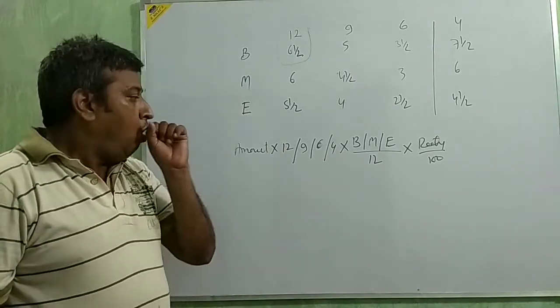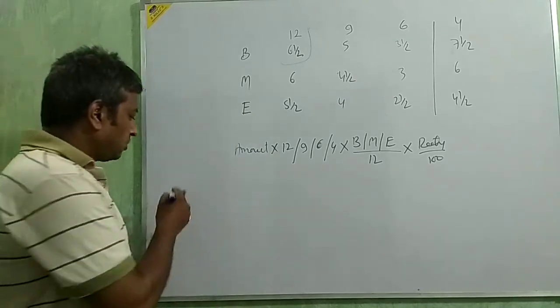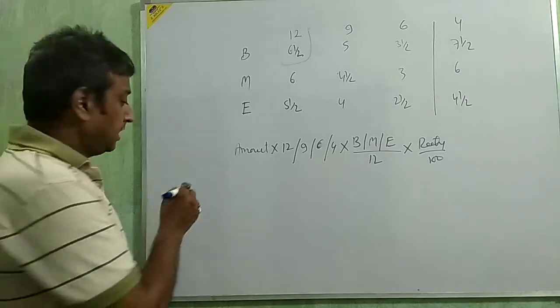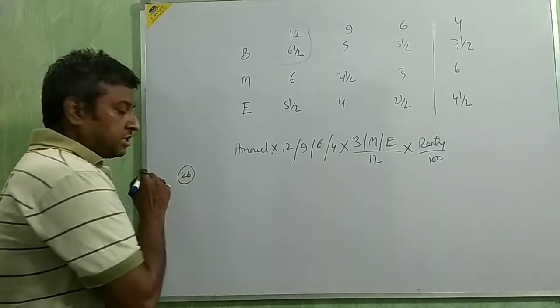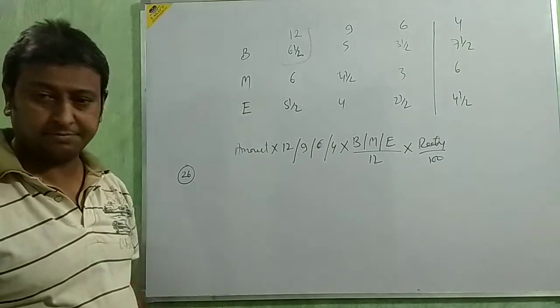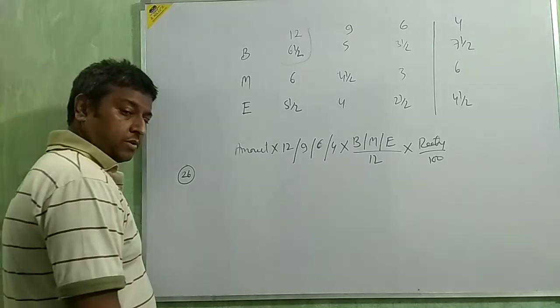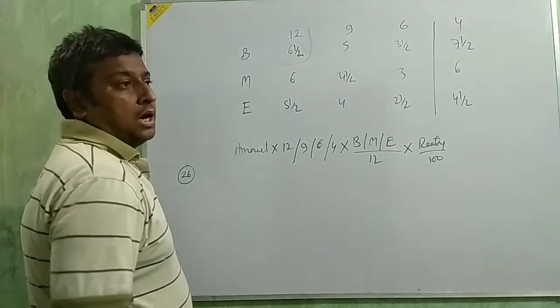Okay, beta? For that, we are going to take some questions. Read the question. Question number 26. Gopal is a partner in a firm. He withdrew 1,000 per month regularly on the first day of every month during the year.